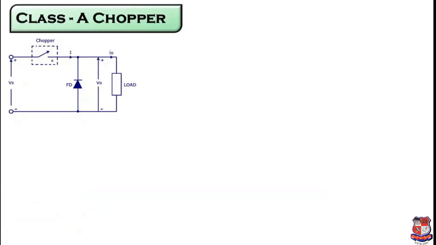So when the switch is on, what will happen? Current will flow to the load. Then what will be the output voltage? It will be positive. So it is simply that you have to apply KVL over here.